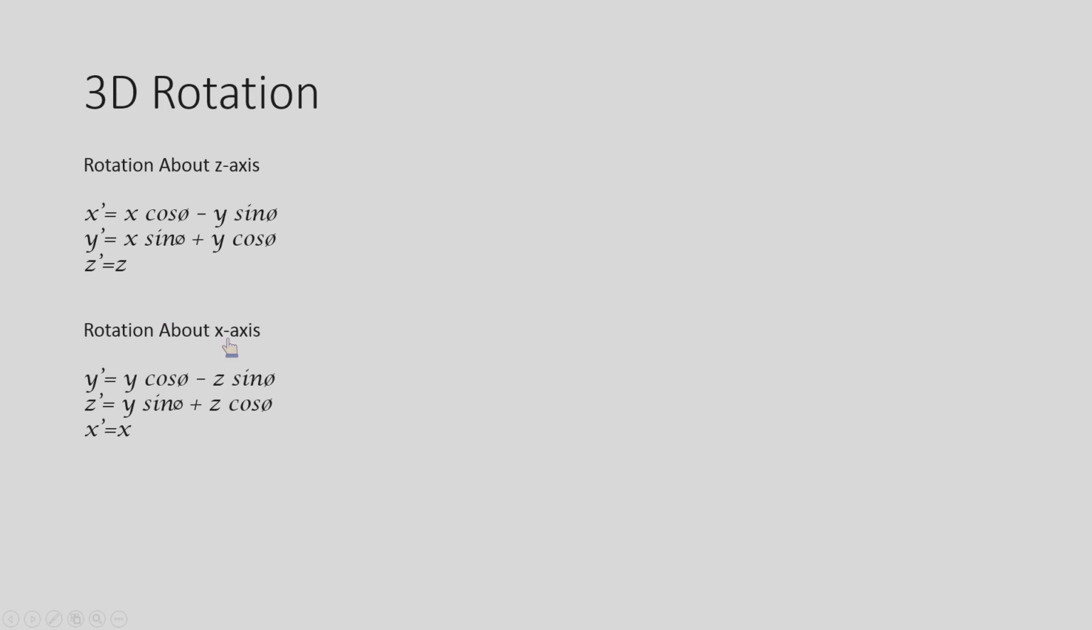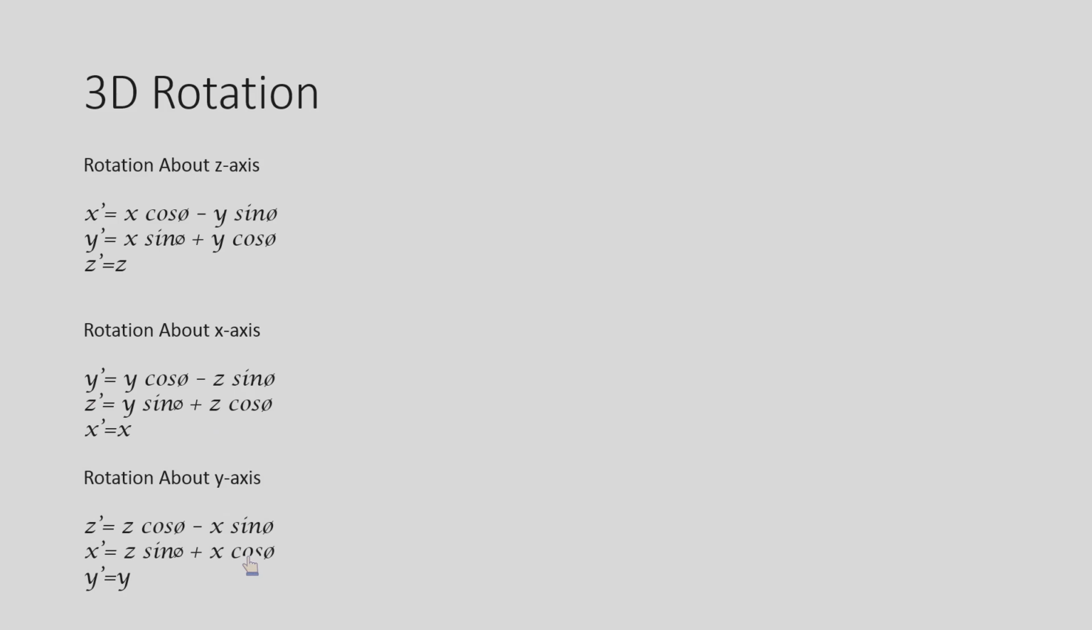Similarly, we have rotation about x-axis now. We have this set of equations. In this system, x remains unchanged, x dash is equal to x, and y dash and z dash are calculated using these equations. Similarly, for rotation about y-axis, we have this set of equations. In this system, y remains unchanged, the y coordinate is not changed at all, z and x are changed, and the change is found using these equations.